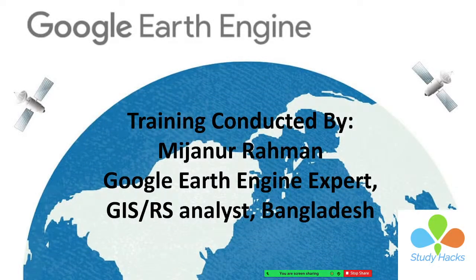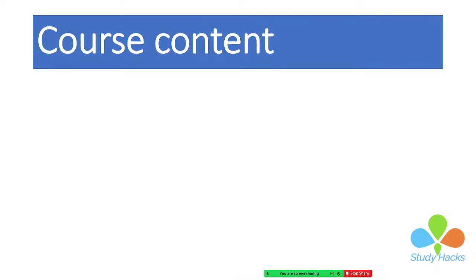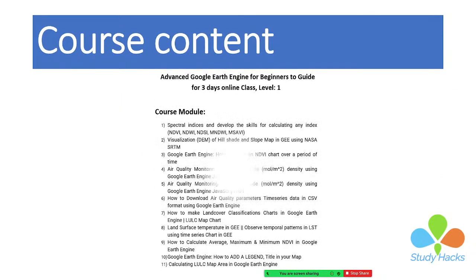So I am the course coordinator. First of all, you can see this is our course content. I will try to teach this content, as well as complete your project work. First of all, we will discuss the spectral indices and develop the skill for calculating any index. Then move to the visualization of DEM, digital elevation model, hillshade, and slope map using the Google Earth Engine platform. Basically here I use the NASA SRTM dataset.